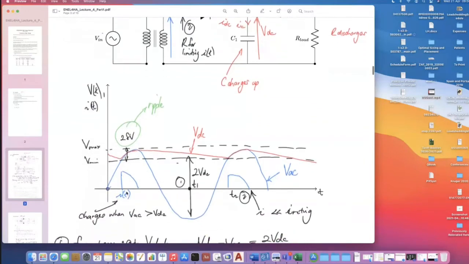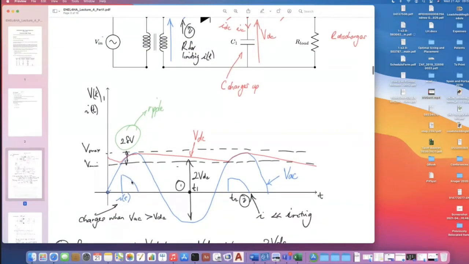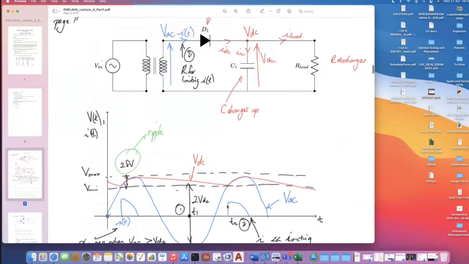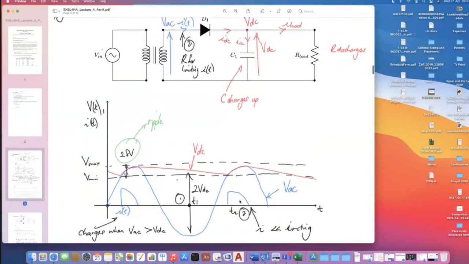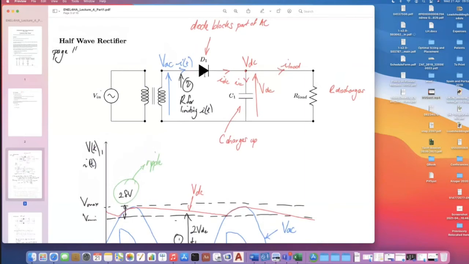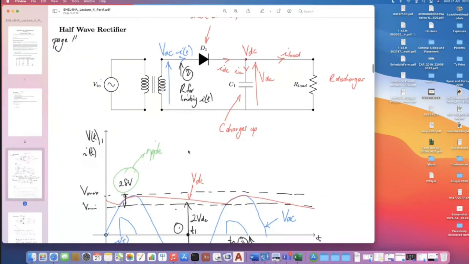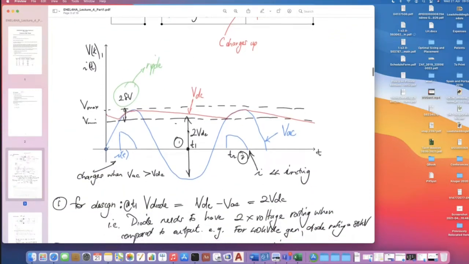If we have a look at the current flowing through that diode, there's a little peak that occurs as the capacitor charges. And that current needs to be either below the rating of the diode, or there needs to be a resistor to limit that. So we can actually put a resistor in here to limit the current flowing through there.